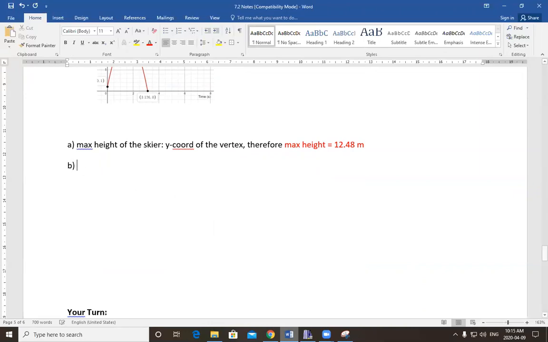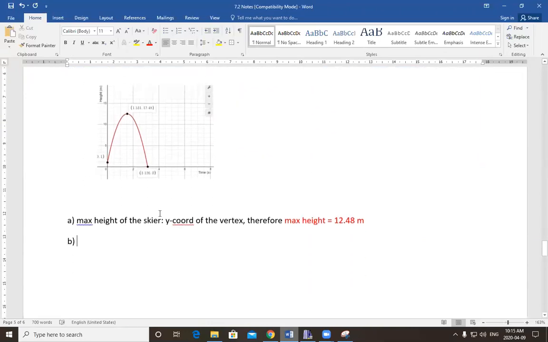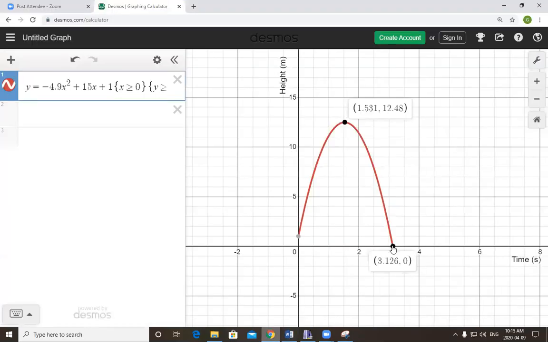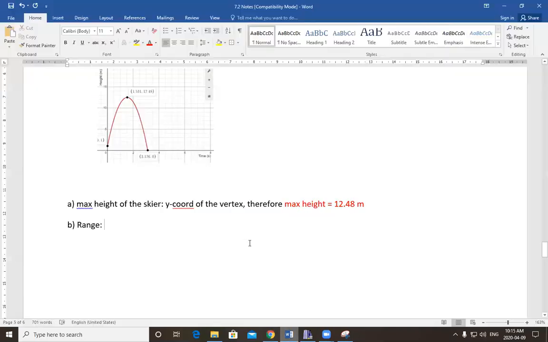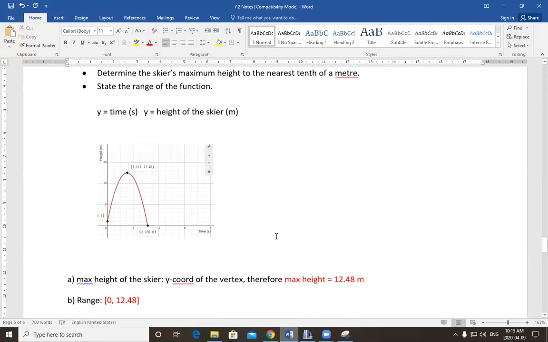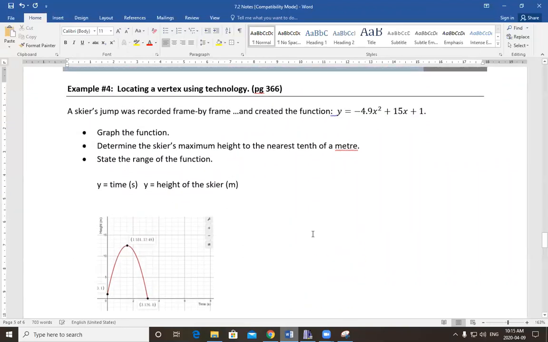The second question was, state the range of the function. The range of the function, again, the minimum y value is 0, the maximum y value is 12.48, and it touches both, inclusive, so the range would be 0, 12.48, square bracket on both ends. And we just solved our first contextual problem with the quadratic. So I hope that makes sense to you.